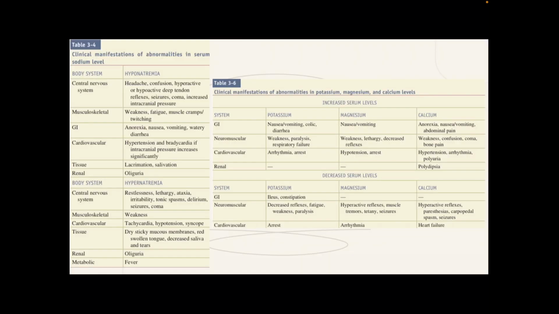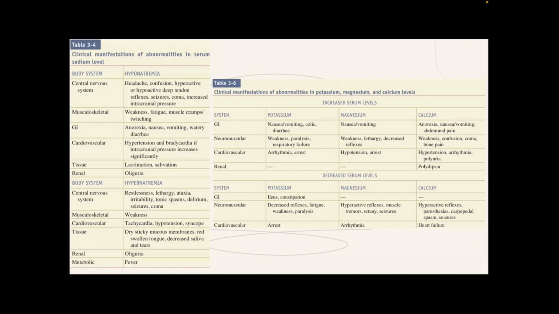So why is this important? You may ask. Because any disturbances in these electrolytes will have major effects on your body. In the CNS system, hyponatremia can even cause coma, seizures, headaches, confusion, even major cardiovascular effects, bradycardia, hypertension. In the hypernatremia, you will notice lethargy, ataxia, irritability, and also seizures and coma, weakness, tachycardia.